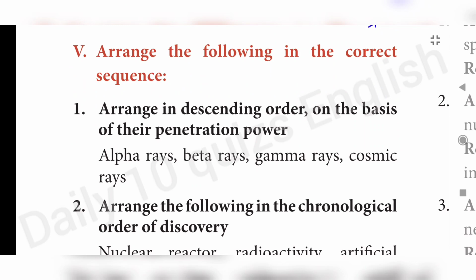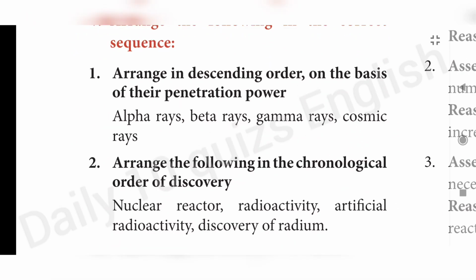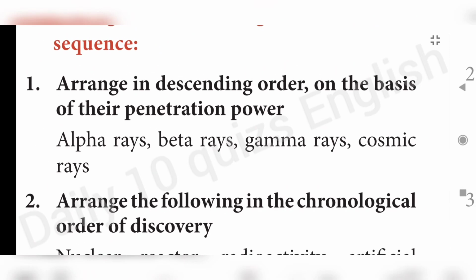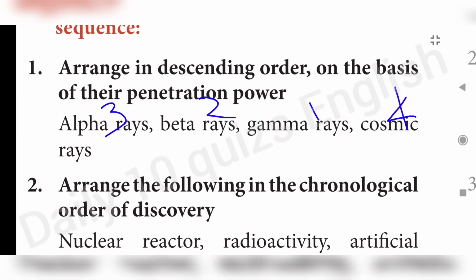Arrange the following in a logical sequence. First one, arrange in descending order on the basis of the penetration power. Alpha rays, beta rays, gamma rays, cosmic rays. Answer: first is gamma rays, second one is beta rays, third one is alpha rays and fourth one is cosmic rays. So the order is gamma rays, beta rays, alpha rays and cosmic rays.